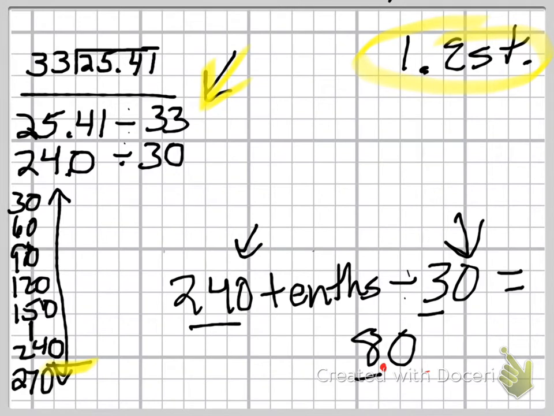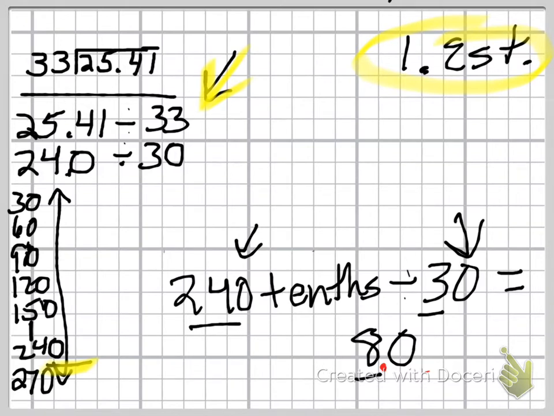80 tenths looks like this. 80 tenths is the same as 8 whole. 80 tenths is the same as 8. If you had 8 of something and you multiplied it times 1/10, you would end up having 80 of them.